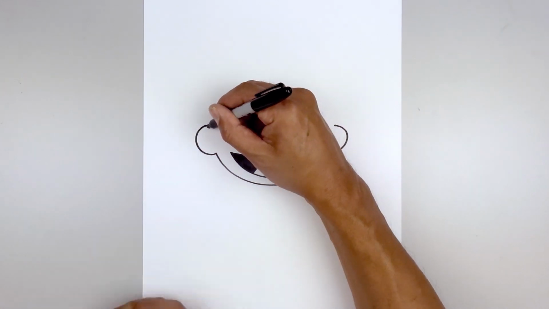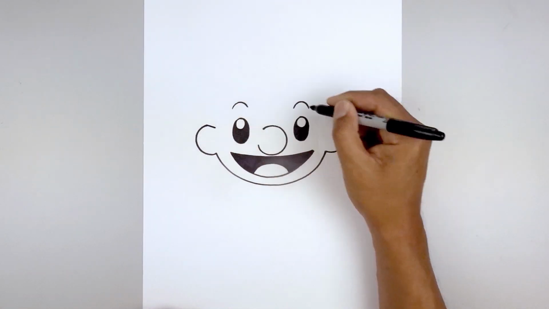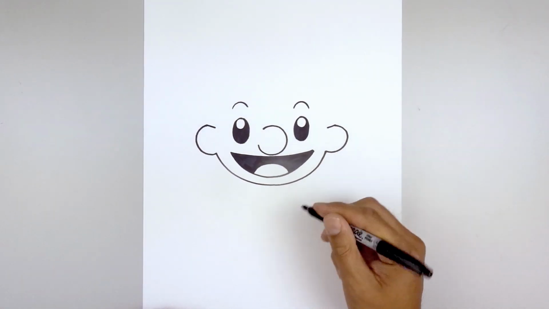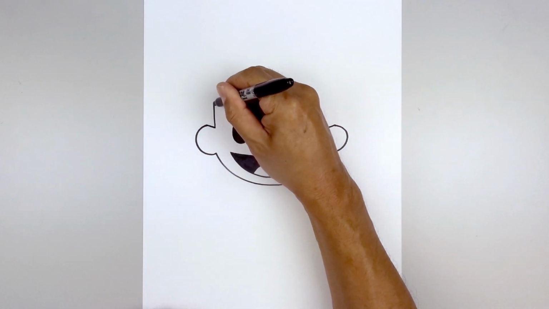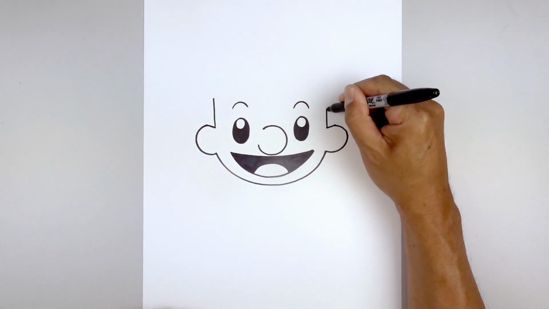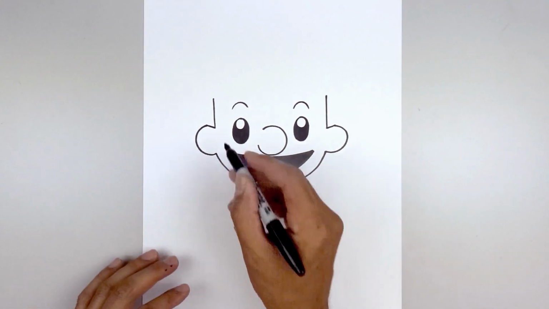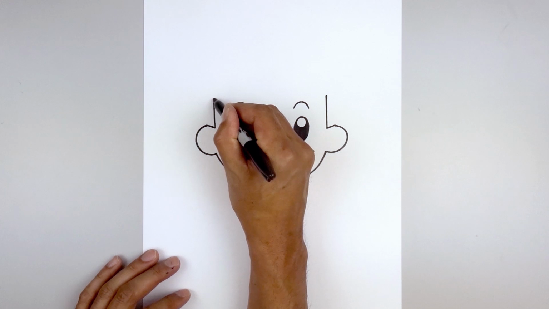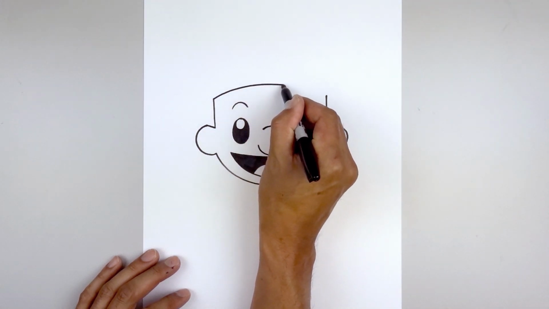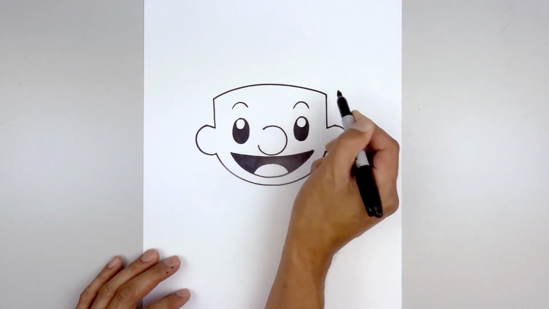Let's go to the top of the ear. We're going to draw a short angle line coming down and in, and then we'll go straight up toward the top of the hairline. Let's close off the top. Starting back on the left, we're going to go up in the middle, and then bend that down on the right.